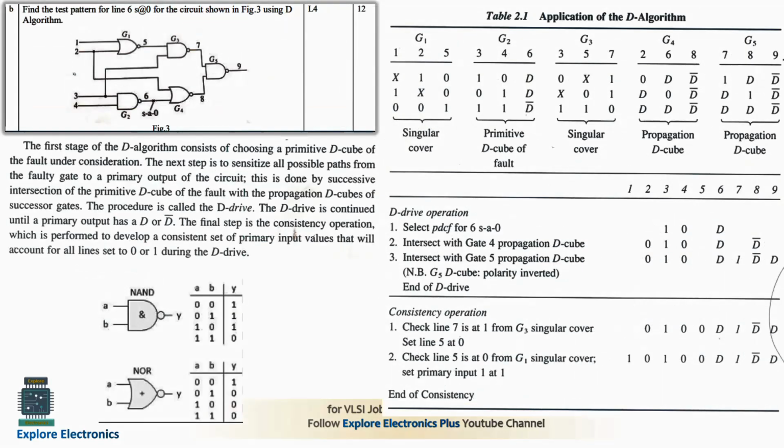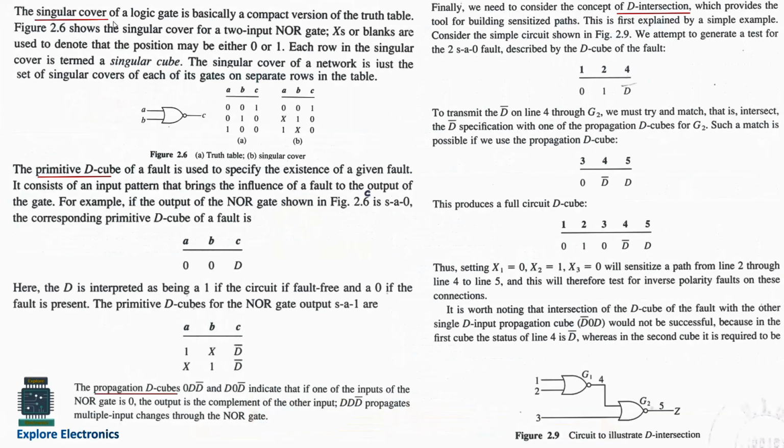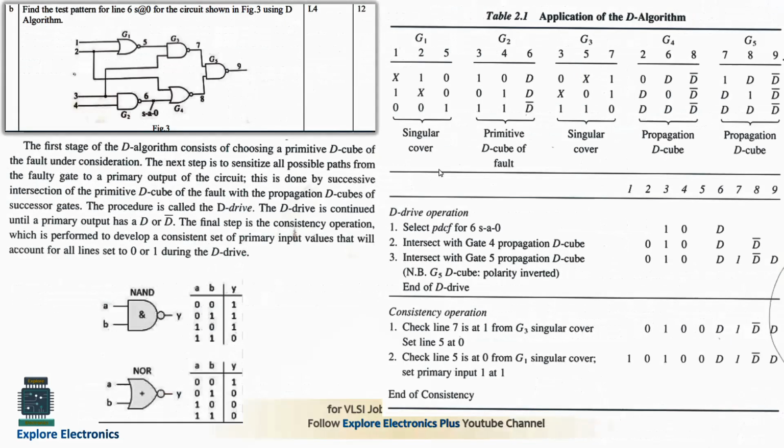Then the next thing is find the test pattern for the line 6. Line 6 in the circuit is this, stuck at 0 for the circuit shown in the figure using D algorithm. So the D algorithm will have certain steps, like we need to understand what is singular cover of a logic gate, what is primitive D cube of a gate, and then we need to understand what is propagation D cubes. So and then D intersection. We have 4 steps here. We need to understand all these 4 steps to write this table.